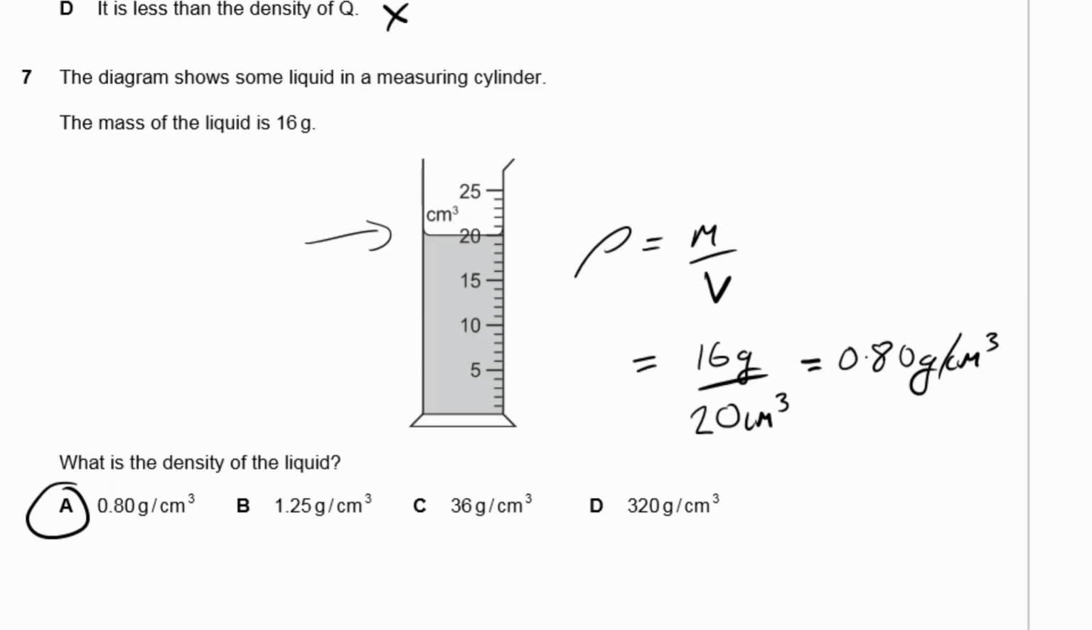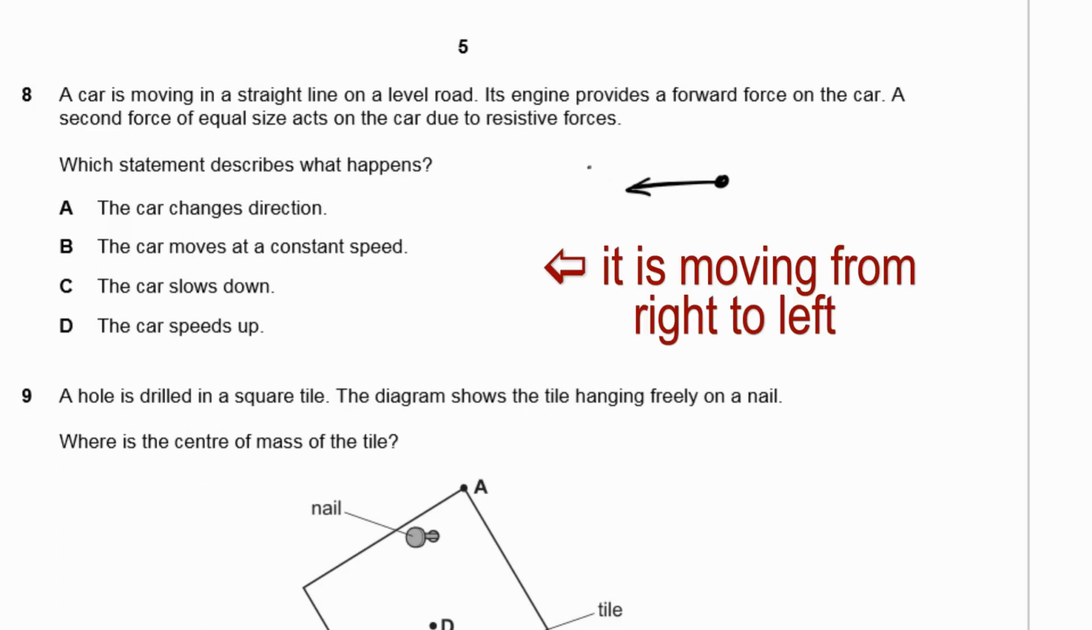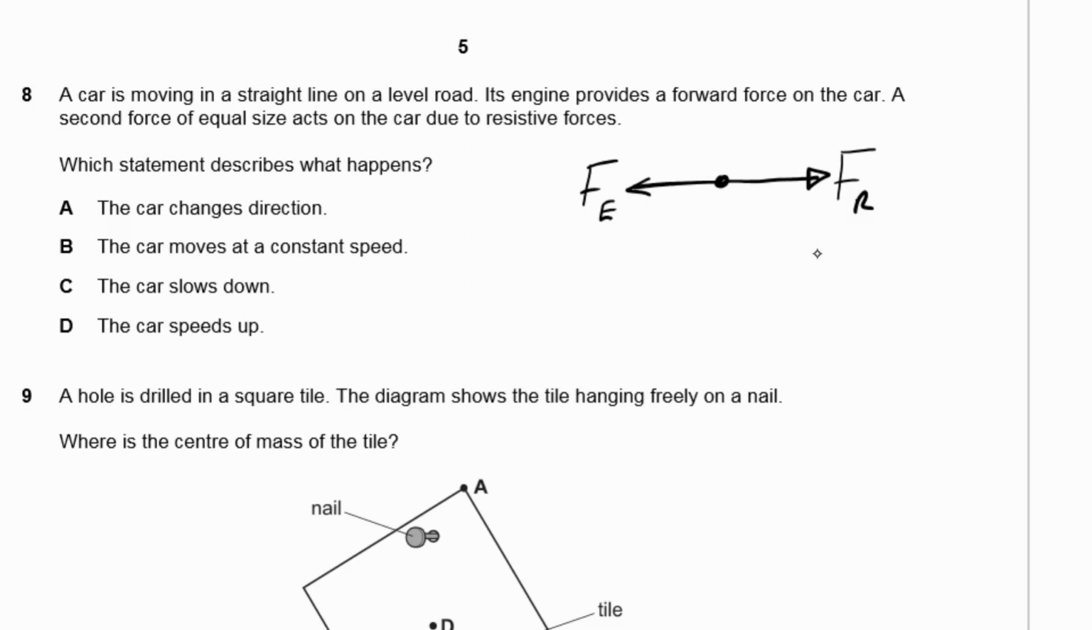Let's have a look at question number 8. A car is moving in a straight line on a level road. Its engine provides a forward force on the car, and a second force of equal size acts on the car due to resistive forces. Which statement describes what happens? Okay, so the car is moving along, and the force from the engine is equal to the force due to resistance. So nothing's going to happen. It's going to keep moving with constant velocity. There's no resultant force, so there's no acceleration.